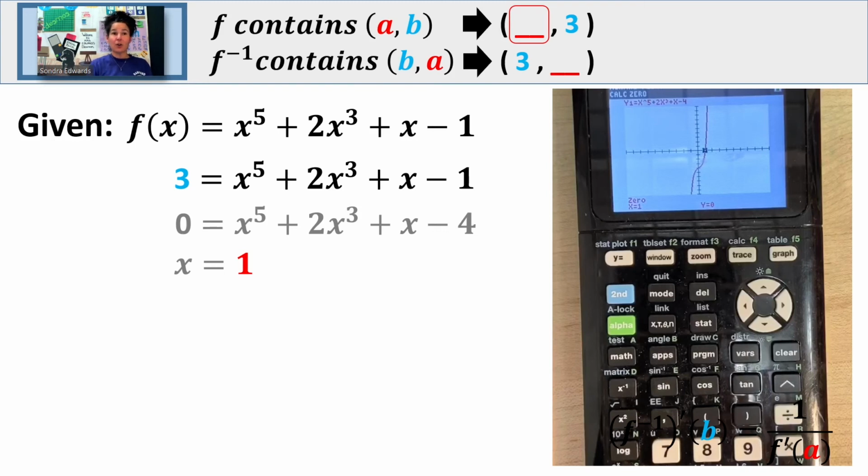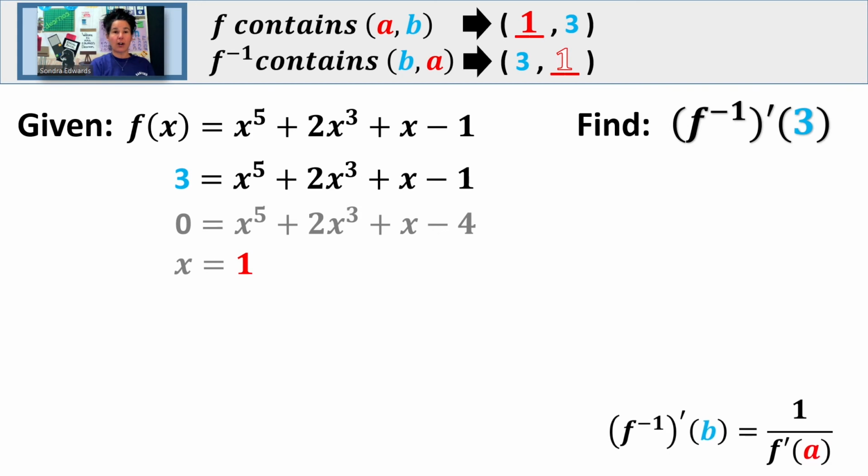Okay, I now know a. A is 1. Now, I also know if f has the point 1 comma 3, then f inverse has 3 comma 1. But frankly, I don't really need to know that. I just need to know what the a value is in the f function, because our answer, remember, is going to be 1 over f prime of a. So that's why I need to know that a. Now that I know what a is, I need to find 1 over f prime of a. So next I need to find the derivative of f and then plug in a.